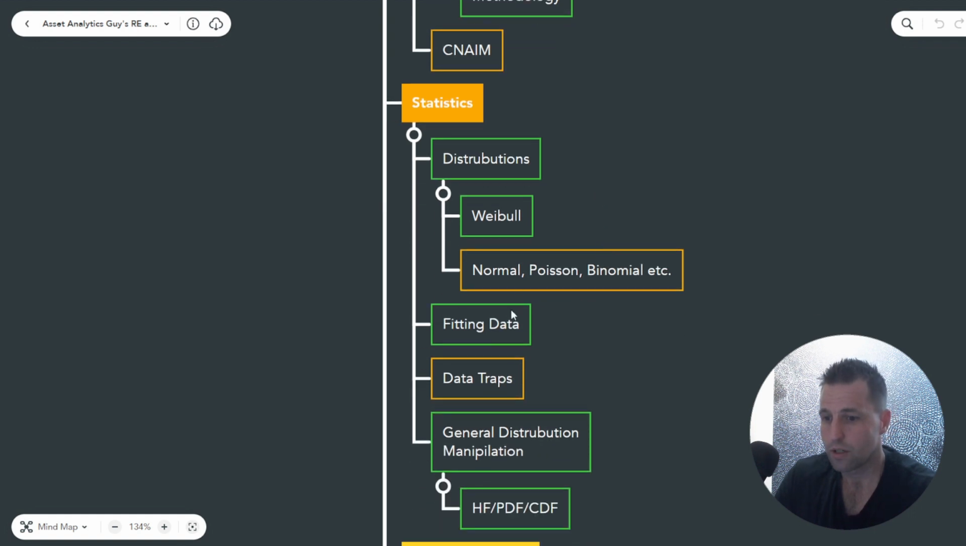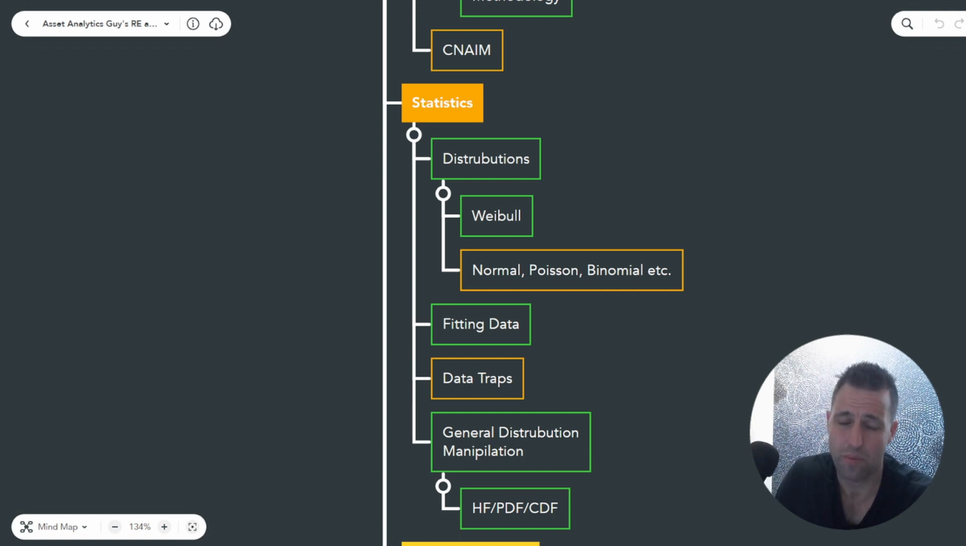And then also fitting data. So how do we take failure data out in the field and other types of data and fit it to a distribution? These are the methodologies that we use to fit it, whether it's regression or least mean squared or all those types of techniques to fit a data set to a distribution. Understand how that works, understand how you can do it, and become familiar with some of the tool sets that are out there that you can plug your data in and get the distributions out that you want.